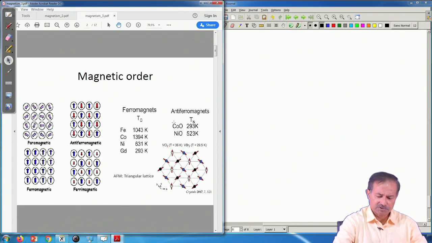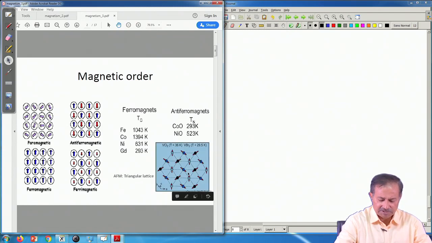There are antiferromagnets also. These are oxides, for example, cobalt oxide, nickel oxide, these are well known antiferromagnets. There are many more. These are where the transition temperature is very high. Now, conventionally the transition temperature of an antiferromagnet is written as T sub N. N stands for Louis Néel. Néel was the first person who described these antiferromagnets, and in honor of his name, one does not call it T sub C, it is called T sub N for an antiferromagnet.